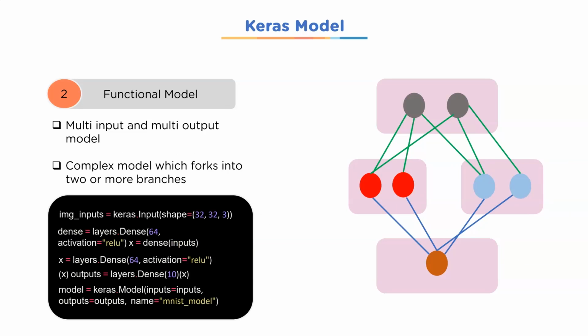And then there's a functional model. And this is really where things are at. This is new. Make sure you update your Keras or you'll find yourself running this, doing the functional model, you'll run into an error code because this is a fairly new release. And it uses multi-input and multi-output model. The complex model which forks into 2 or more branches. And you can see here we have our image inputs equals your Keras input shape equals 32 by 32 by 3. You have your dense layers, dense 64 activation ReLU.